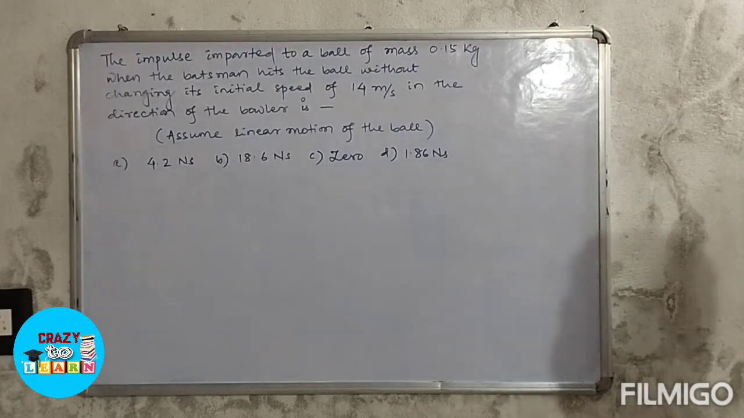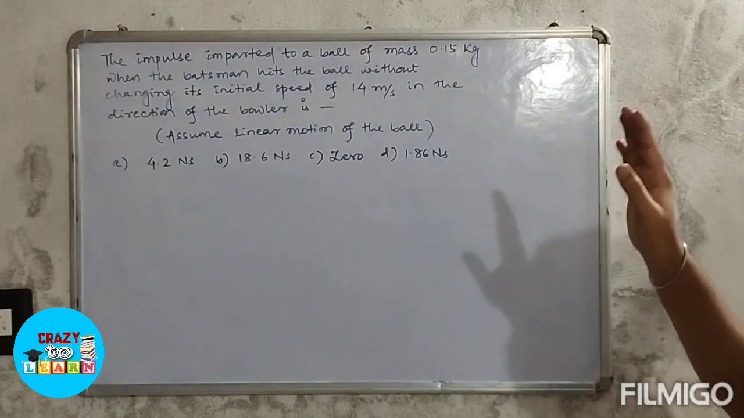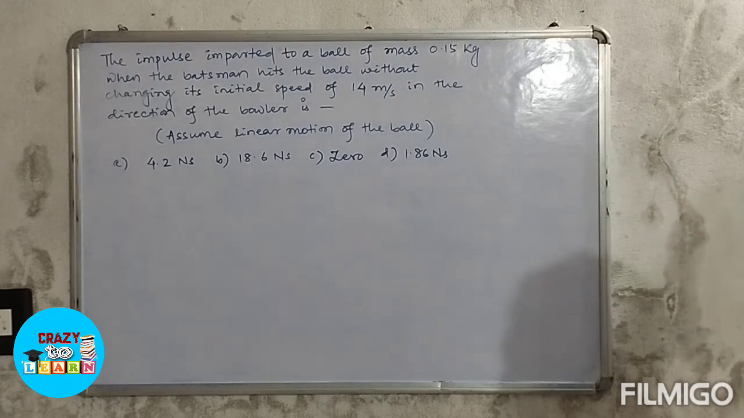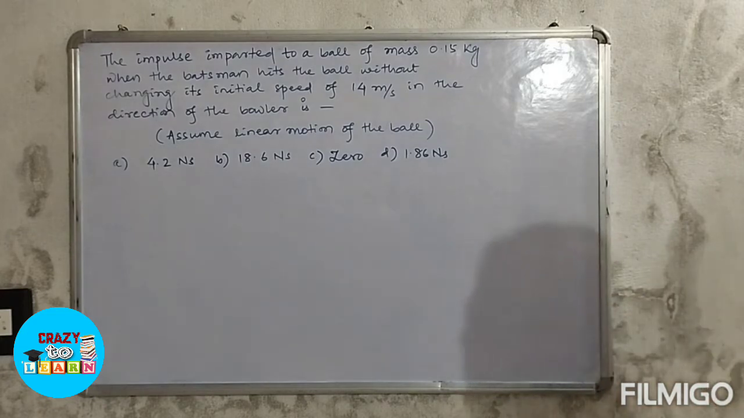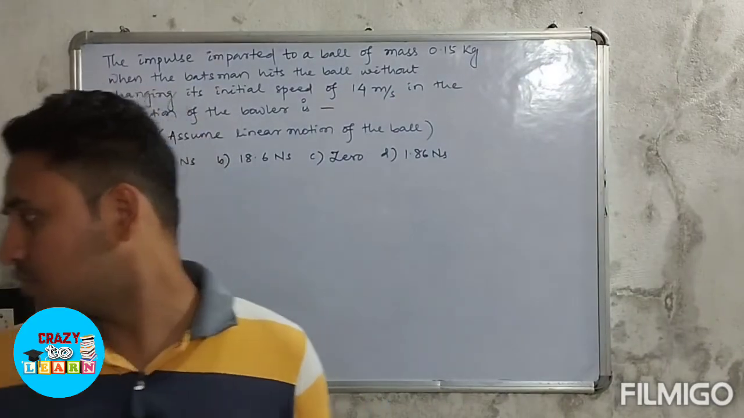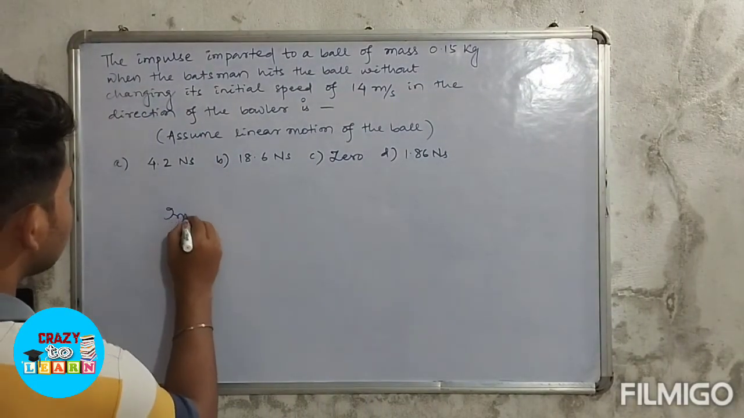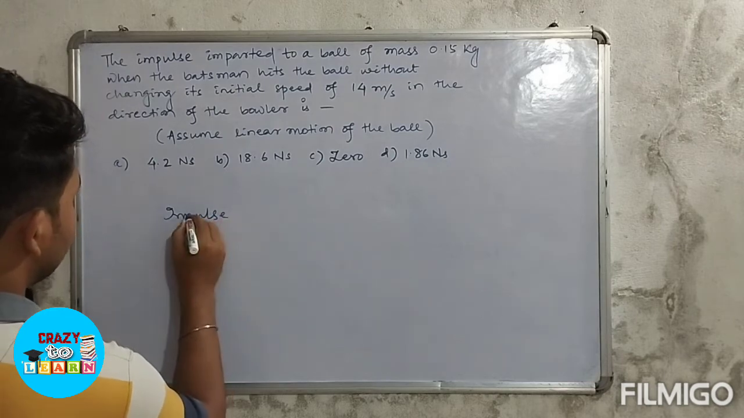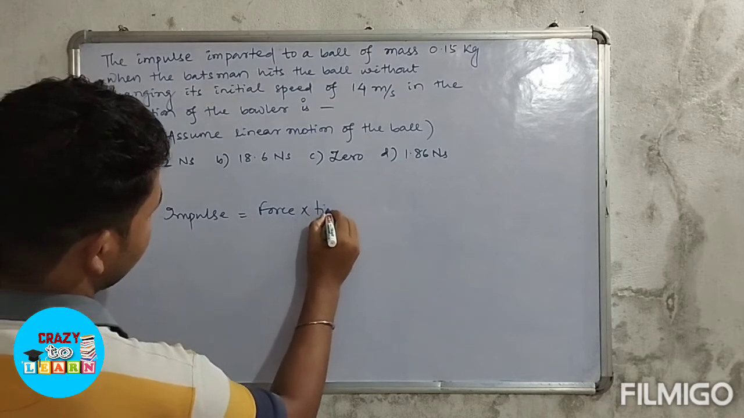Our next question is the impulse imparted to a ball of mass 0.15 kg when the batsman hits the ball without changing its initial speed of 14 meter per second in the direction of the bowler. Assume linear motion of the ball, it is given to you. Okay, so we know what is impulse. The impulse is equal to force into time.